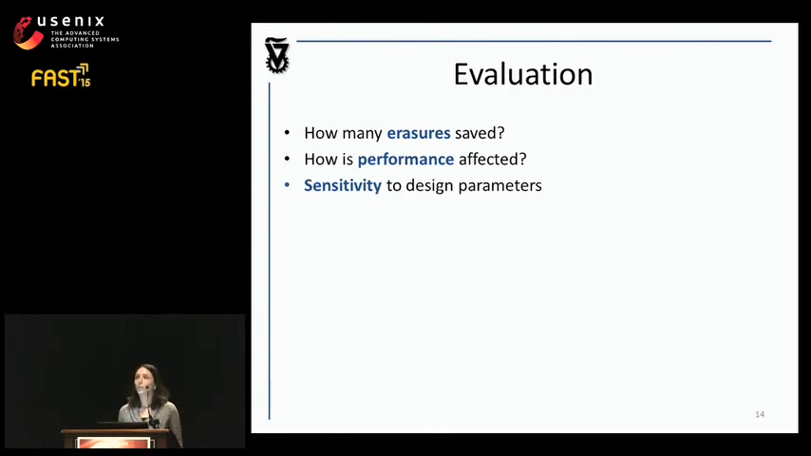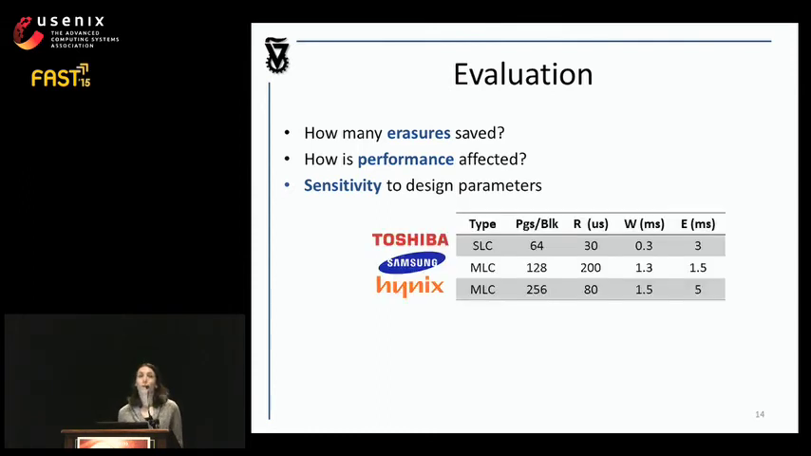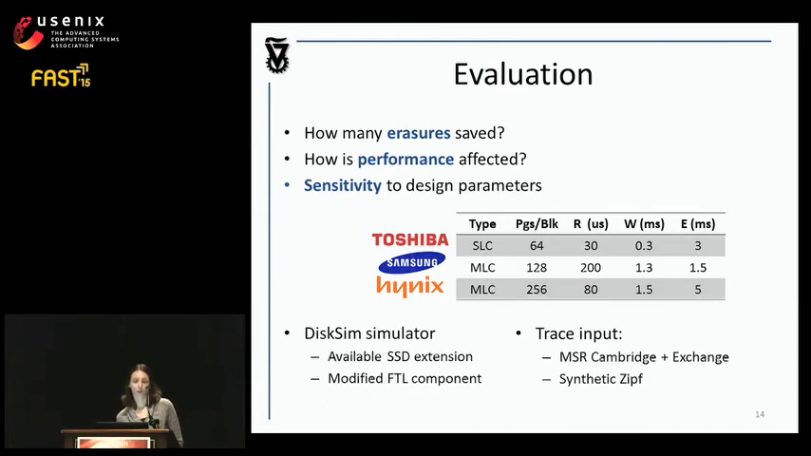Okay, so in our evaluation, we wanted to answer several questions. We wanted to know how many erasures are actually saved in practice. We wanted to know how performance is affected, and we wanted to know how sensitive our design is to the various parameters. So we used characteristics from 3 different flash manufacturers. They have different page sizes, read, write, and erase latencies. And we feed them into the DiskSim simulator. We used the SSD extension from Microsoft, and we modified only the FTL component, nothing else.